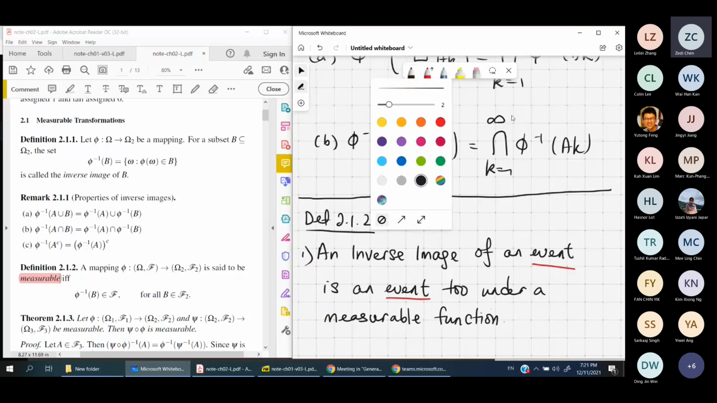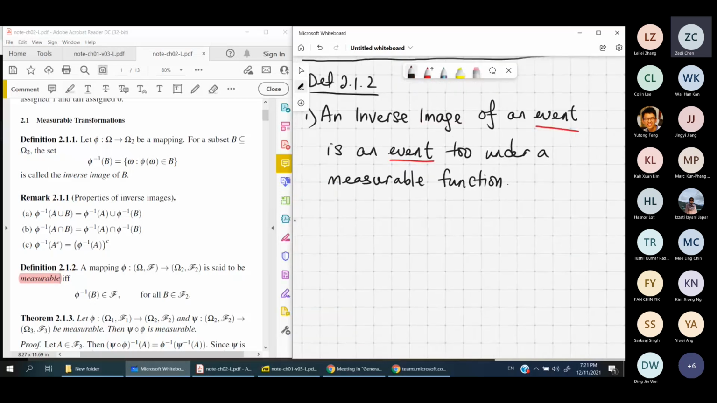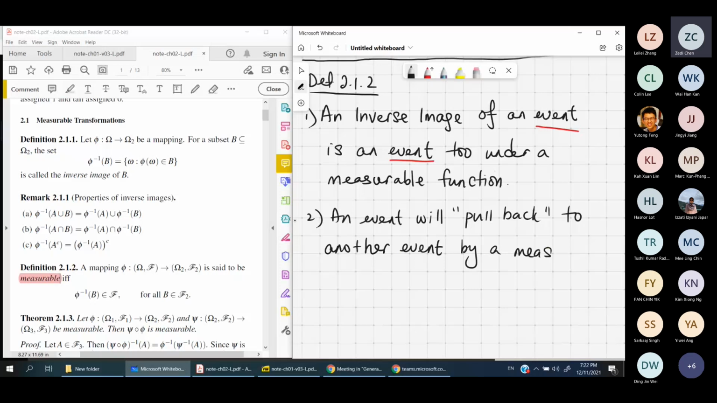So you may interpret it in this way, or an easy way will be like this. We will say an event will pull back to another event by a measurable function.